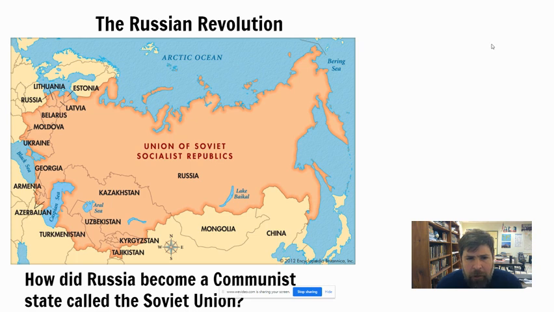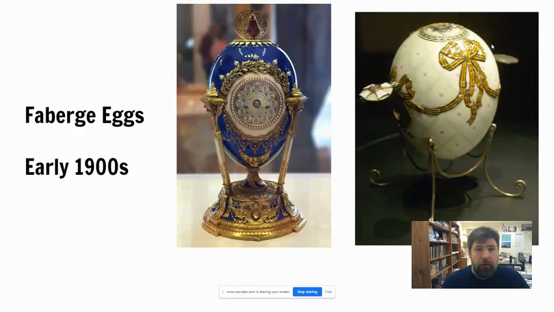We're going to be talking about how Russia became the Soviet Union, or the USSR. USSR stands for Union of Soviet Socialist Republics. You don't really need to know that. You just need to know Soviet Union and USSR. This was a communist country that was really important during the 20th century. It lasted from 1917-ish to 1991-ish and controlled all the land that you see on this map.